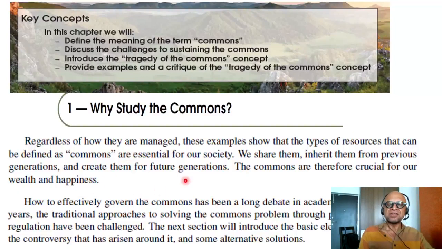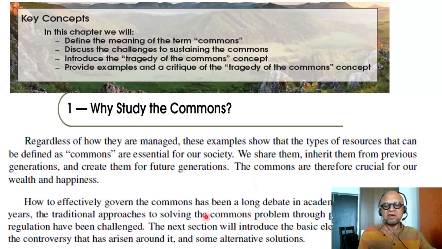Regardless of how they are managed, the examples in this chapter and the book show that the types of resources that can be defined as the commons are essential for our society. We share them, inherit them from previous generations, and create them for future generations, or often we leave behind something for the future generations, and the question is, can we exploit them without jeopardizing the potential for the future generations to exploit the same resources? The commons are therefore crucial for our wealth and happiness.